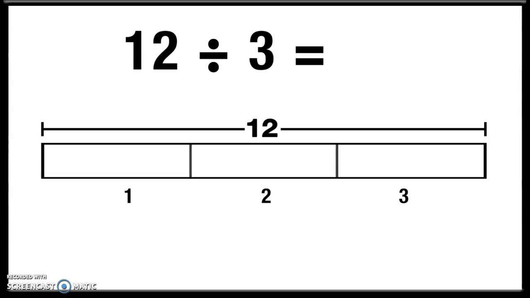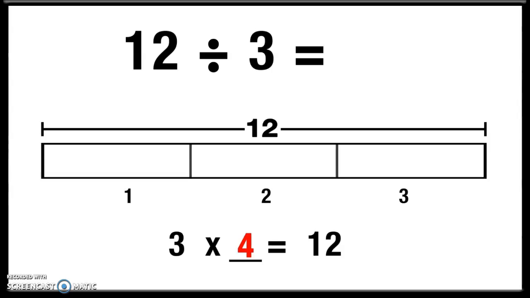Now we solve our problem. Let's think about what multiplication problem could help us solve this problem. Can we multiply 3 times a number and get 12? Let's try. 3 times a number equals 12. Do you know what number we need? We need the number 4 because 4 times 3 equals 12.